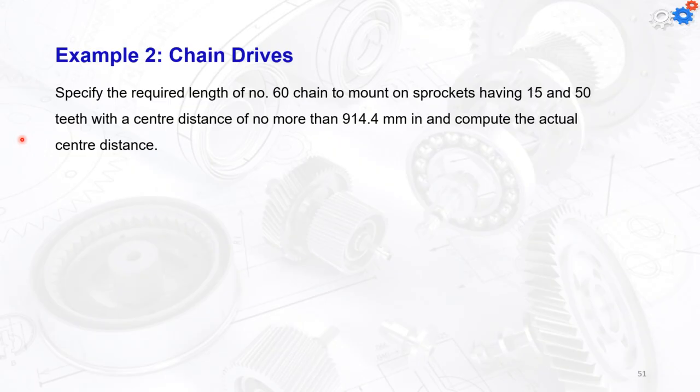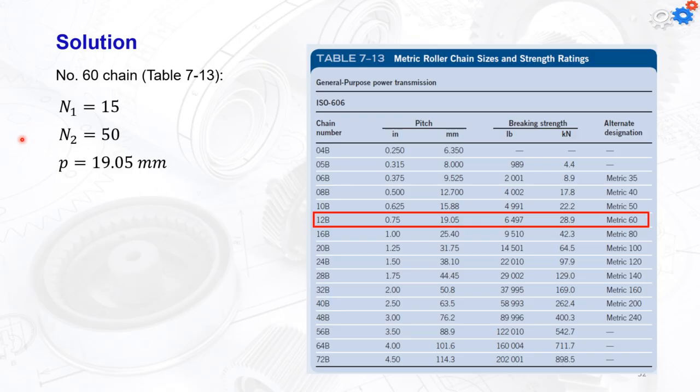So we have been given the type of the chain, we've been given the teeth numbers, and we've been given the center distance to be within that range. Okay, so we're going to do that first. We go to table 713, and we will find that for the number 60 chain, the pitch value is 1905. You remember that. Okay, so we are going to calculate the C value.